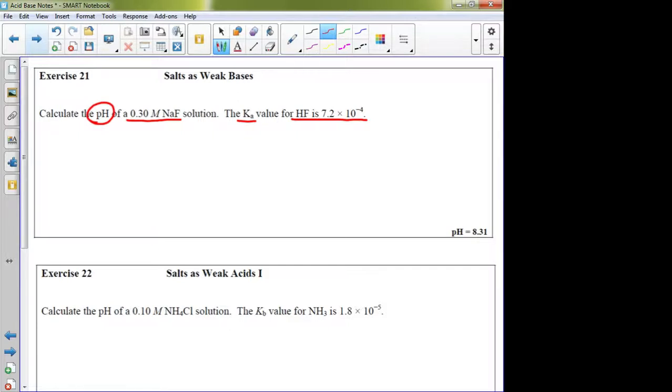Now, when I look at NaF, do I automatically think this was an acid-base reaction? No, you don't. So what in this problem do I look at and say that must have been an acid-base reaction? They gave me a Ka. They only give me a Ka or a Kb if I'm dealing with what? Acids and bases. So that's my clue that this NaF is an acid-base reaction. Everybody understand that? So now I've got to get my equation.